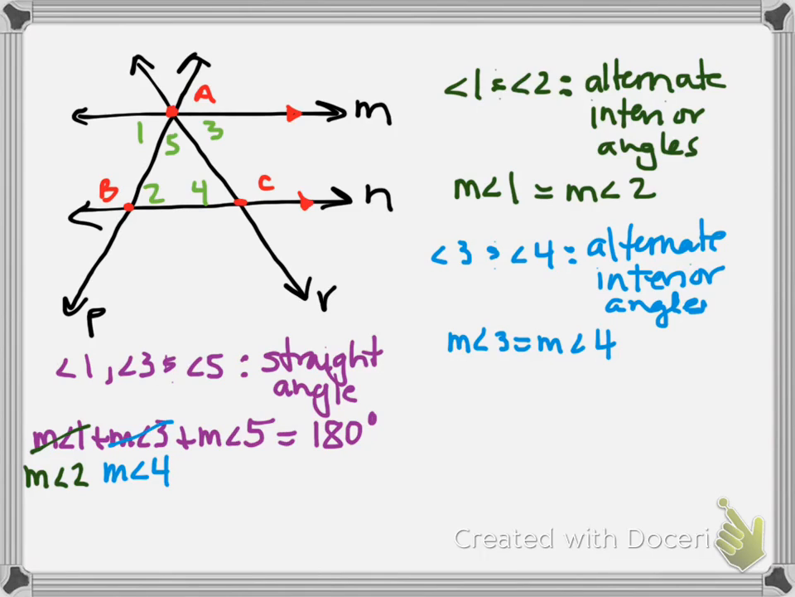So basically, I can rewrite the measure of angle 1 plus the measure of angle 3 plus the measure of angle 5 equals 180 to the measure of angle 2 plus the measure of angle 4 plus the measure of angle 5 equals 180. Now, look at the measure of angle 2, the measure of angle 4, and the measure of angle 5. What do they form? They form a triangle. So we just concluded, we proved, this is a geometric proof, guys, that you just helped me with.